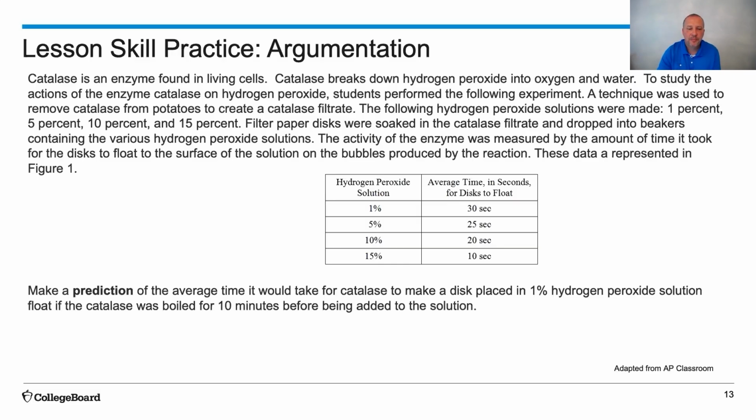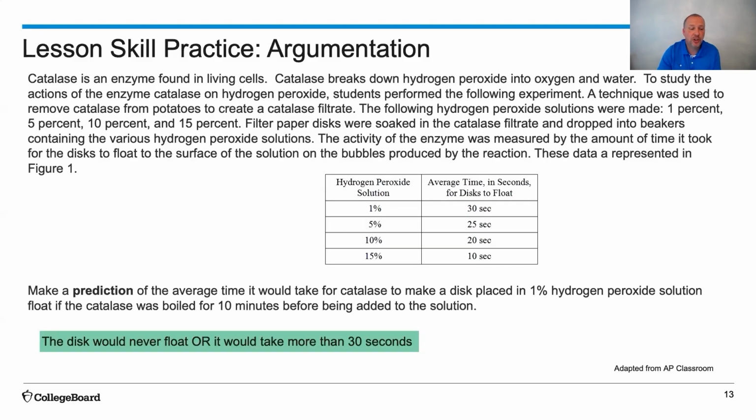Welcome back. For today's question, you were looking at making a prediction of the average time it would take for catalase to make a disc placed in 1% hydrogen peroxide solution float if the catalase was boiled for 10 minutes before adding to the solution. Your answer should involve that the disc would never float, or it would take more than 30 seconds.